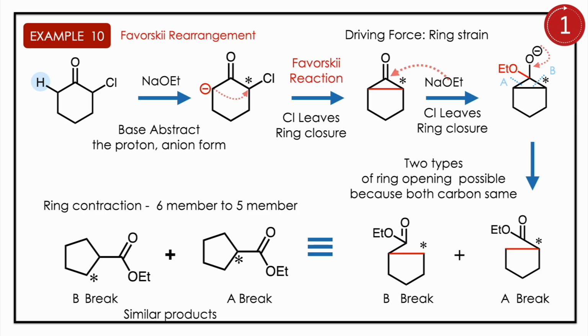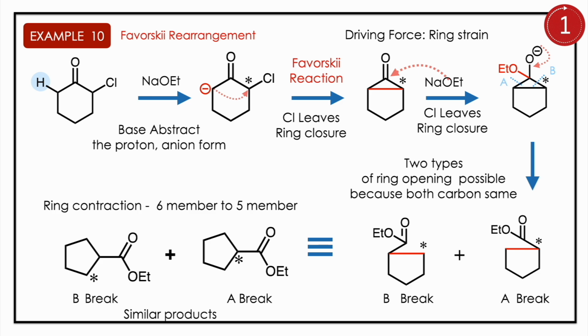Here you have an alpha chlorine, an alpha halogen carbonate, and you are using a base. So there are chances of Favorskii rearrangement. Sodium ethoxide is the base. It abstracts the proton and you form the anion. The anion is the nucleophile. It attacks the chlorine and you have cyclopropanone.